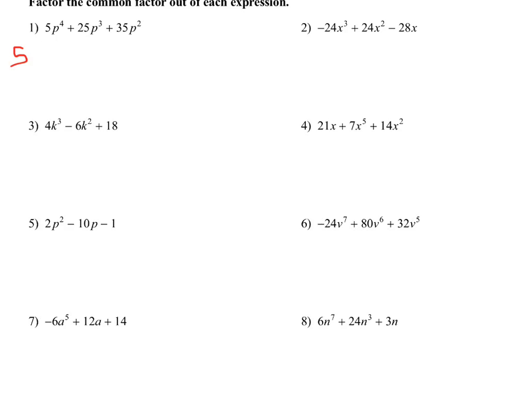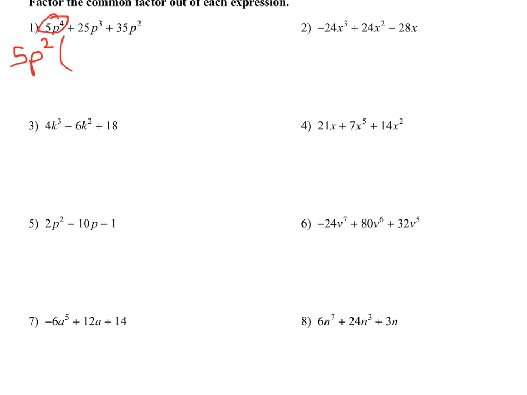And then I'm going to look at the variables. I have p squared, p to the third, and p to the fourth. P squared is the smallest of those, and so p to the second is what else I can pull out. And now that I've figured out what I've pulled out, you're going to fill out the rest with what's left after you divide each of them by 5p to the second.